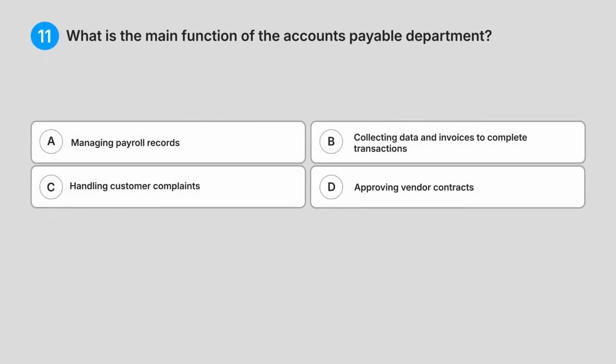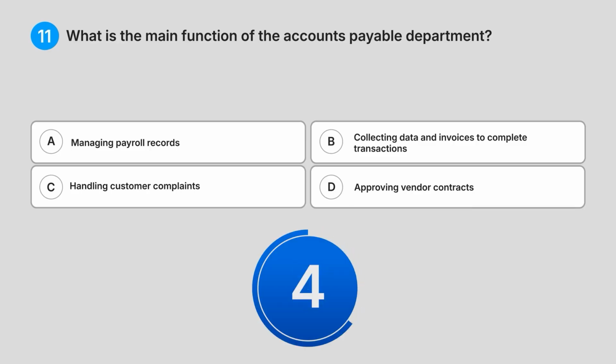11. What is the main function of the accounts payable department? A. Managing payroll records. B. Collecting data and invoices to complete transactions. C. Handling customer complaints. D. Approving vendor contracts. Do you know the answer?